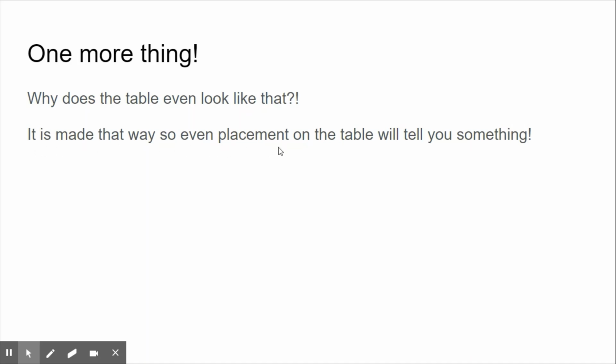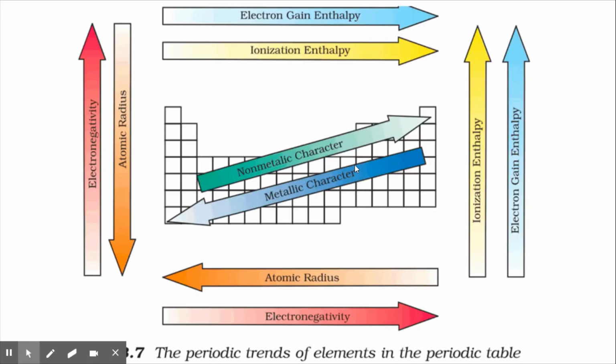There was an assignment post for you that goes over the history of it, but long story short, if you didn't read it, it's made that way with that placement because the places where the elements are should tell you something about that element and why it's there. So here's a quick diagram to show you how the periodic table tells you what it does.